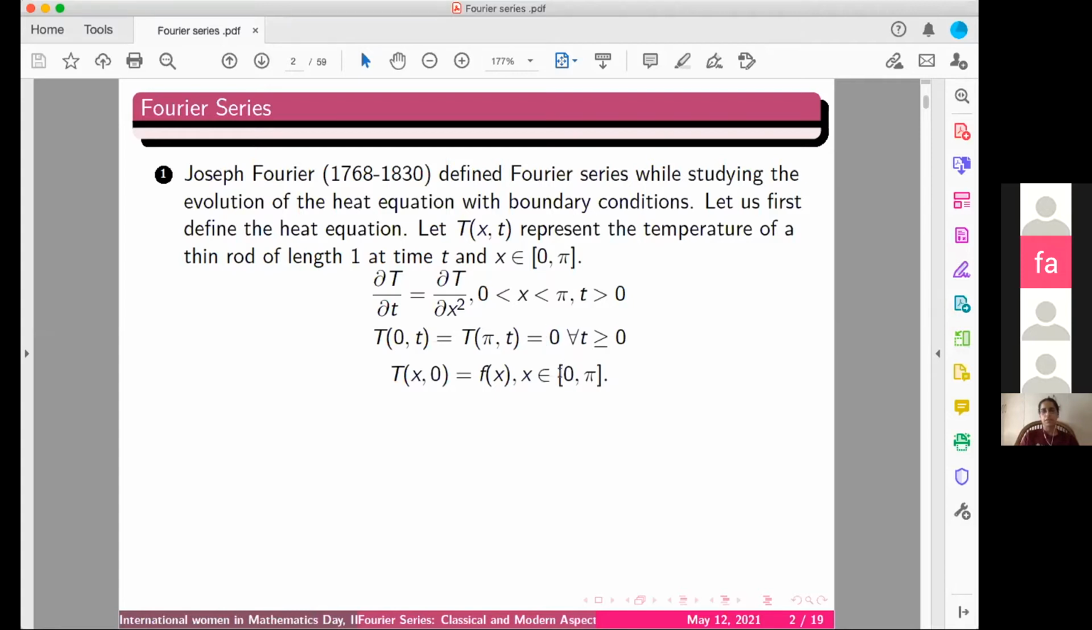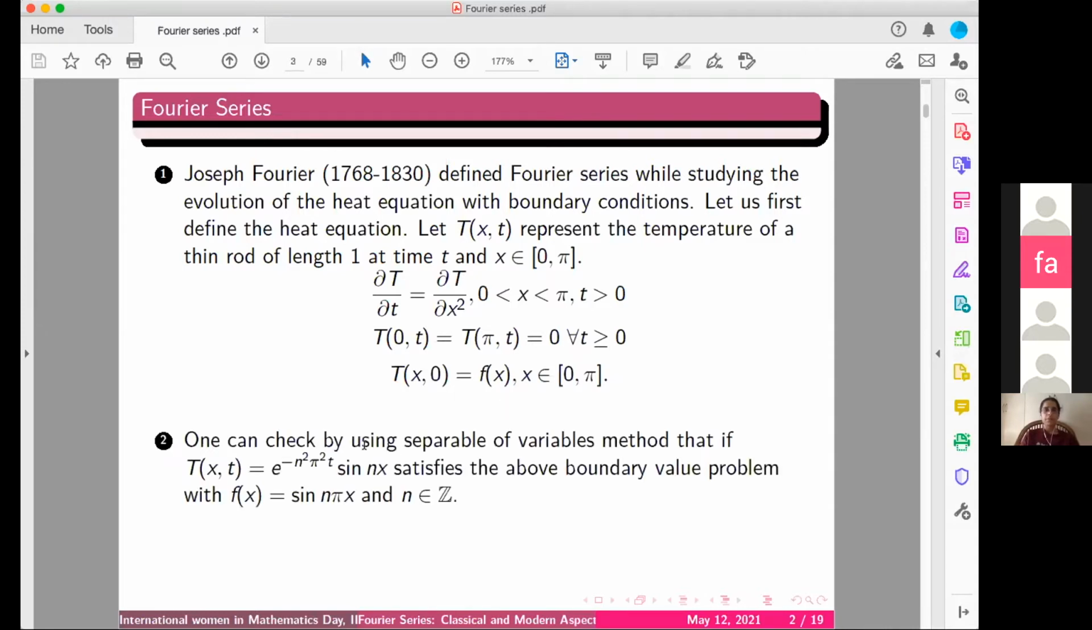So this 0 is immaterial. You can choose some other constant also. And then another condition is that at t equal to 0, that is time equal to 0, the temperature is already given to you. Of course, you can measure the temperature of the rod.